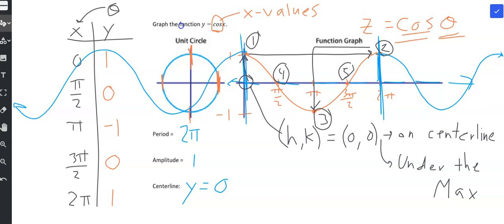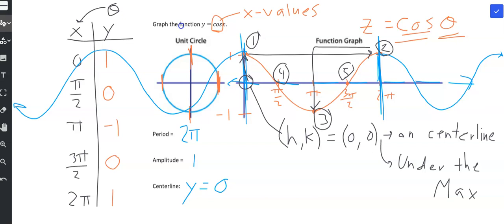If I were to take this graph and shrink it horizontally, so just watch my hands, shrink it horizontally, would that change the period? Would it change the amplitude? Would it change neither or both? Definitely the period, and that's the only thing it would change, okay?